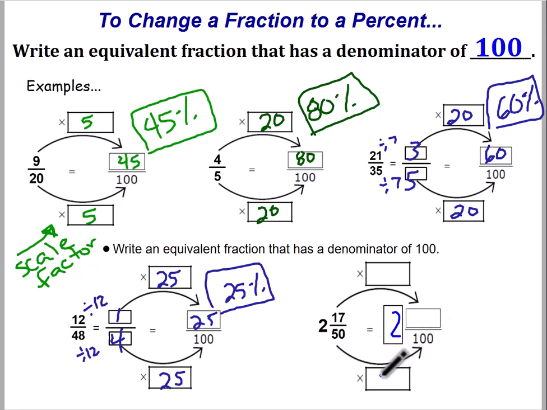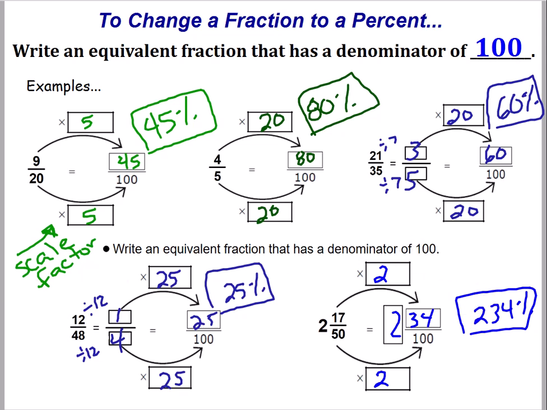So the scale factor would be times 2. We use the same scale factor on the 17. 17 times 2 is 34. So now we have 2 and 34 hundredths. So yes, the 34 out of 100 is going to be 34%, but we cannot forget our 2 whole. We know that 1 whole is 100%. So 2 wholes would be 200%. So add your 200% plus your 34 and you get 234%.